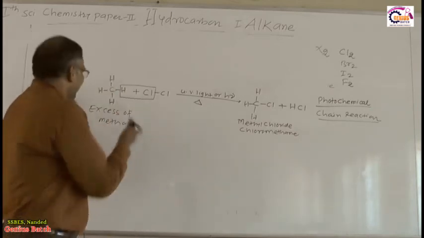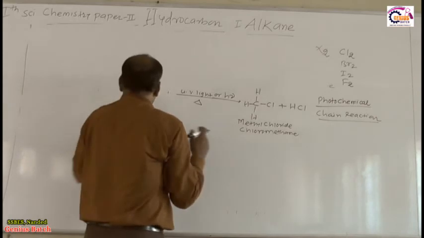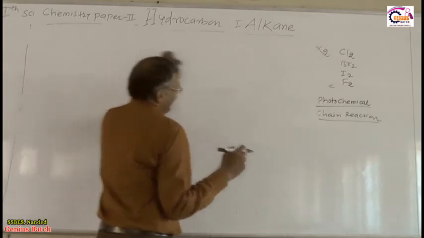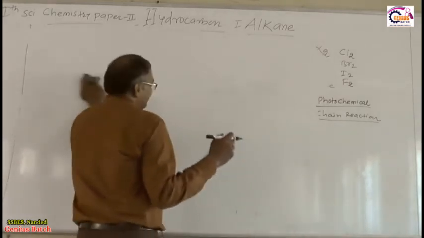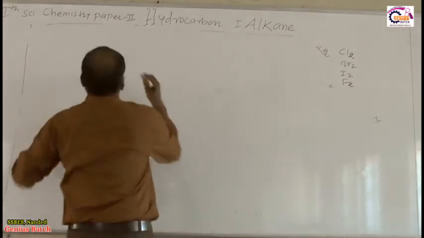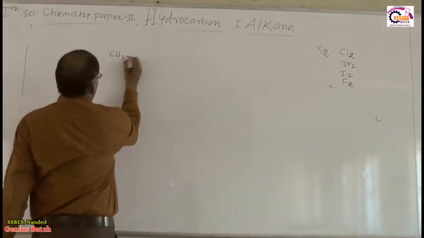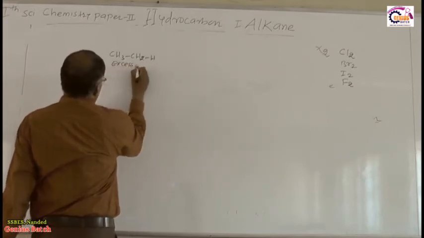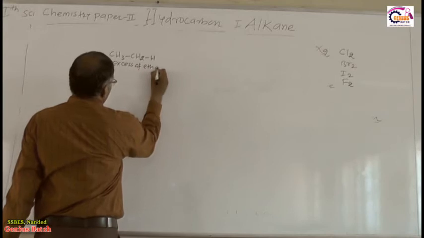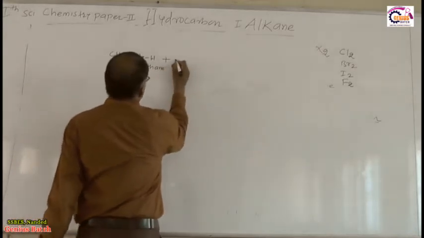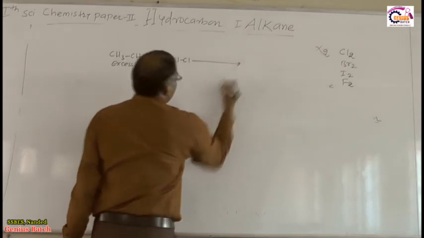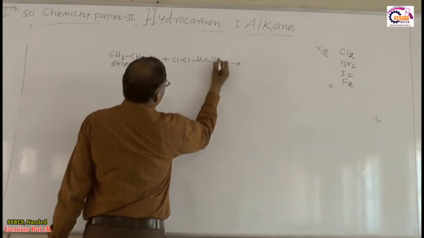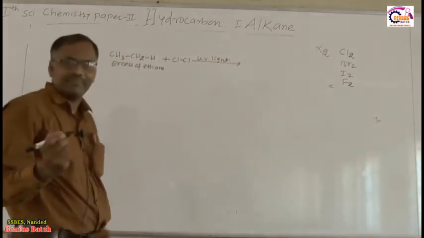Another example of this type we will take. Generally we have to take the second type of reaction, that is, when excess methane is heated with chlorine. Okay, so next reaction: when excess ethane is heated with chlorine in the presence of ultraviolet light as a catalyst, heat it.